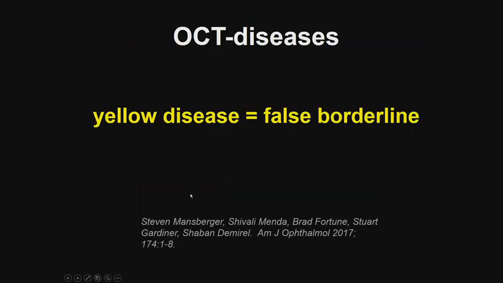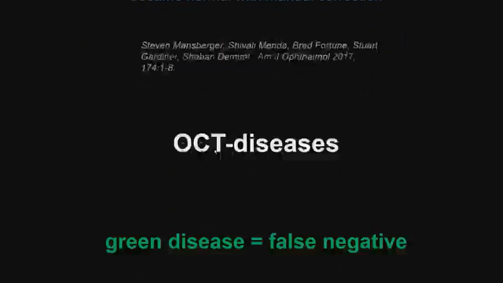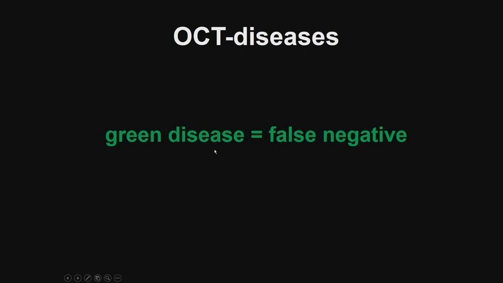So yellow disease, I was reading about this in Steve Mansberger's paper in AJO this year. I don't know if he calls it yellow disease, but I call it yellow disease because he found that when you see yellow on a scan, again, meaning that maybe the patient has glaucoma, 24% of the time these yellow scans became normal with manual correction of segmentation errors. So my interpretation of this study is that 24% incidence of yellow disease. And then the third disease, of course, is green disease. This is a false negative.